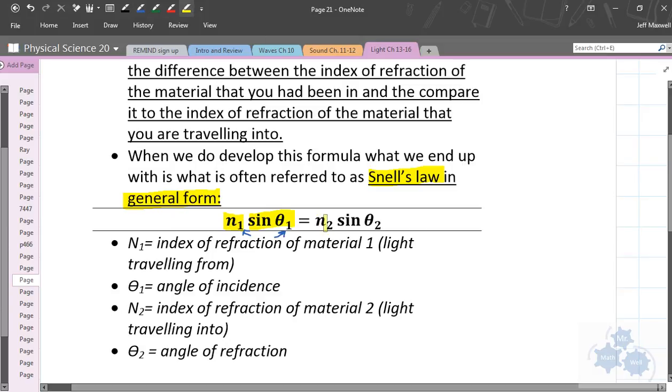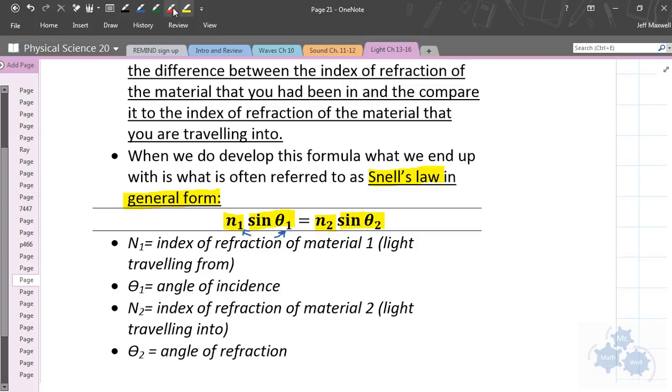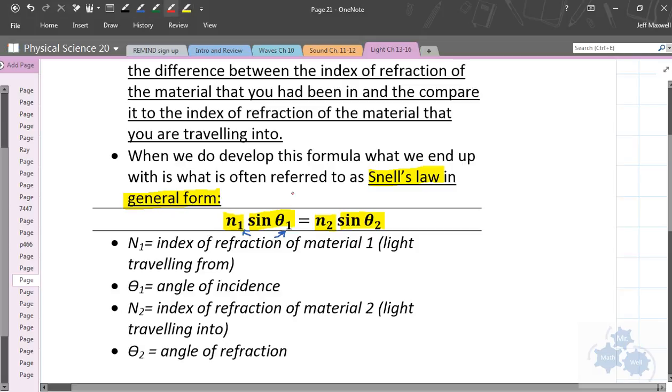Then we have n2, the index of refraction for material 2, and this is the angle in material 2. So this really would be the angle of refraction. So this right here would be I, and this right here would be R, angle of refraction. You see that down here as well. Theta 1 is the angle of incidence, because it's where the ray is coming from. Theta 2, angle of refraction.